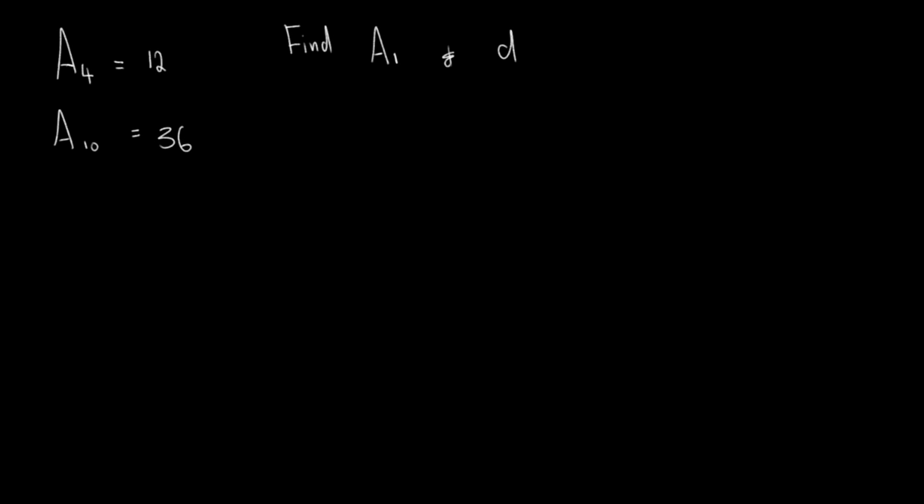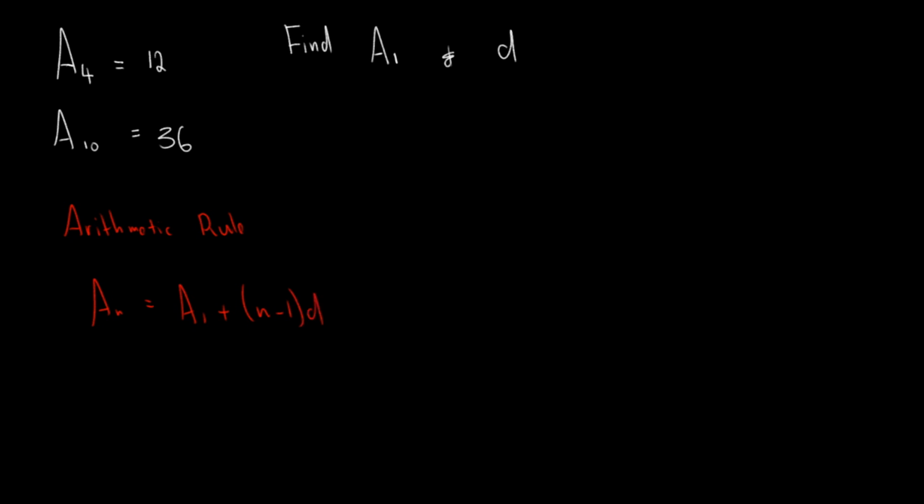Okay, we're given the following information. A4 is equal to 12 and A10 is equal to 36. So the first thing we need to know is the rule of an arithmetic sequence. So I'm going to write that over here. Arithmetic rule. Well, this would be An is equal to A1 plus (n minus 1)d.